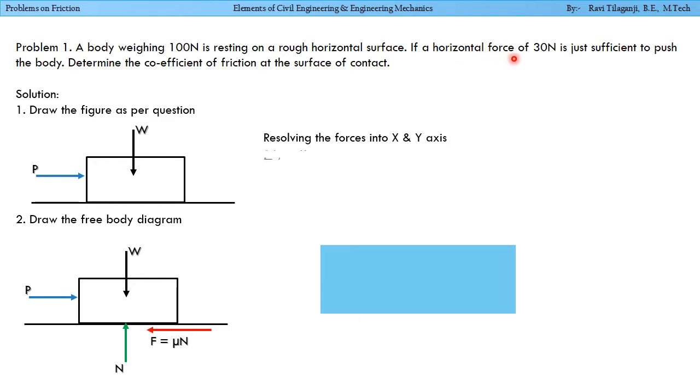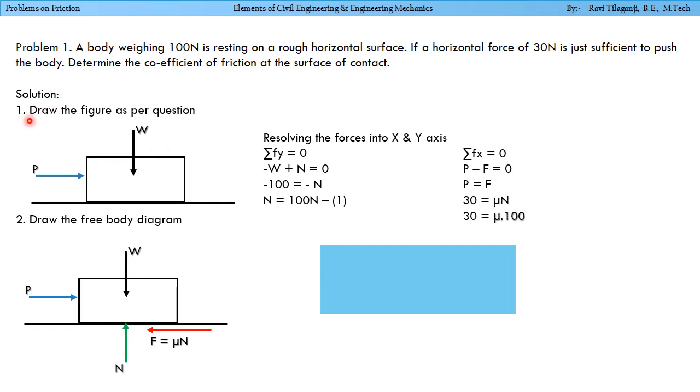If a horizontal force of 30 Newton is just sufficient to push the body, determine the coefficient of friction at the surface of contact. Solution starts with first one, draw the figure as per question. So let us draw the figure as per the question showing a horizontal surface on which a body weighing 100 Newton is resting. So weight we are representing with W, horizontal force of P.